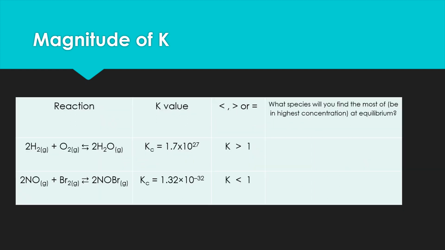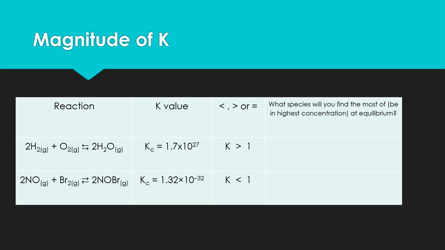So let's take another look at the values of K. We're given a reaction, its equilibrium constant, and whether it's greater or smaller than 1. And we want to know what species, or what chemical, you will find the most of, or in the highest concentration, at equilibrium. So looking at this first one, we've got a reaction of hydrogen and oxygen making water.